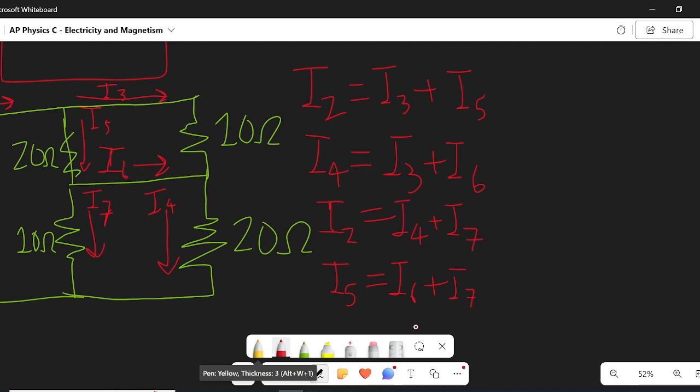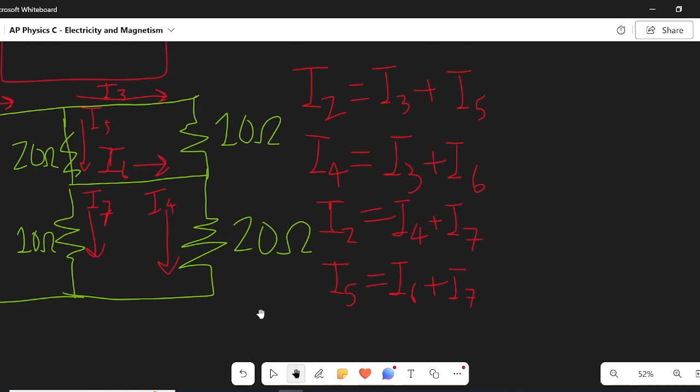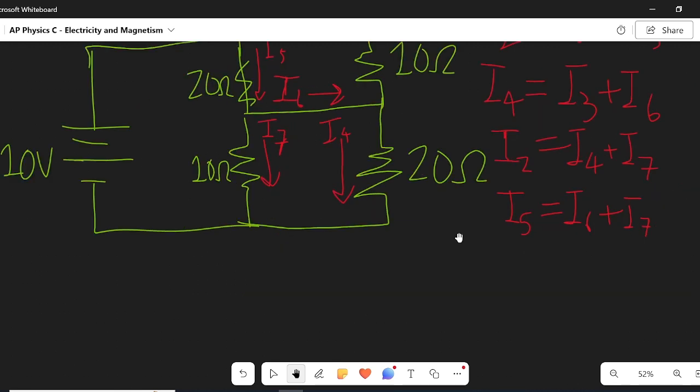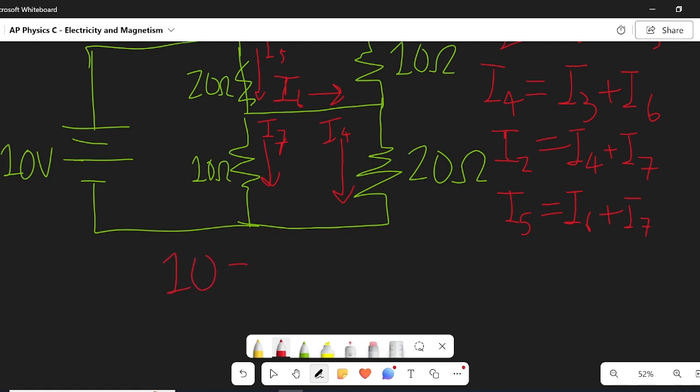So we can actually make 3 loops, right? Let's consider this loop to be the first one. With our loop equation, we're looking at potential drops, right? So 10 volts is equal to I5 multiplied by 20, because this is using V equals IR and superposition, right?